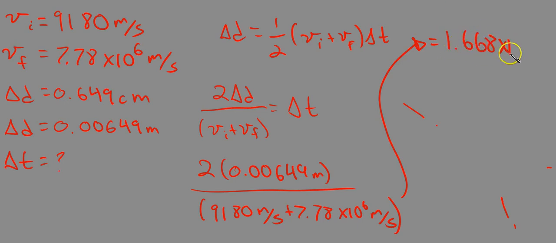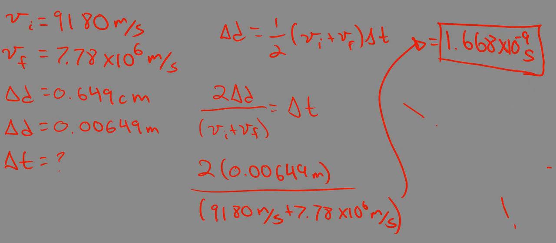1.668 times 10 to the negative 9 seconds. Okay, so this is really tiny. But to put that in, I don't want to put in 9 zeros before I put my number in, so I'm going to put 1.668 lowercase e negative 9, and that should give me the answer.